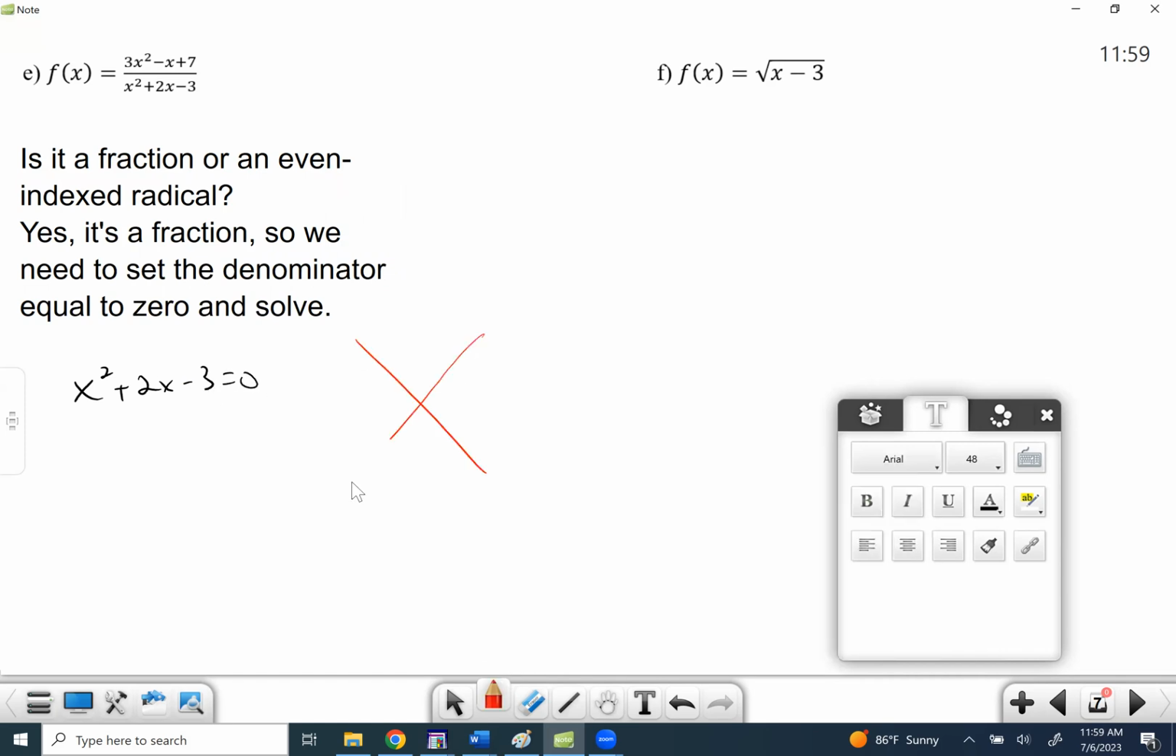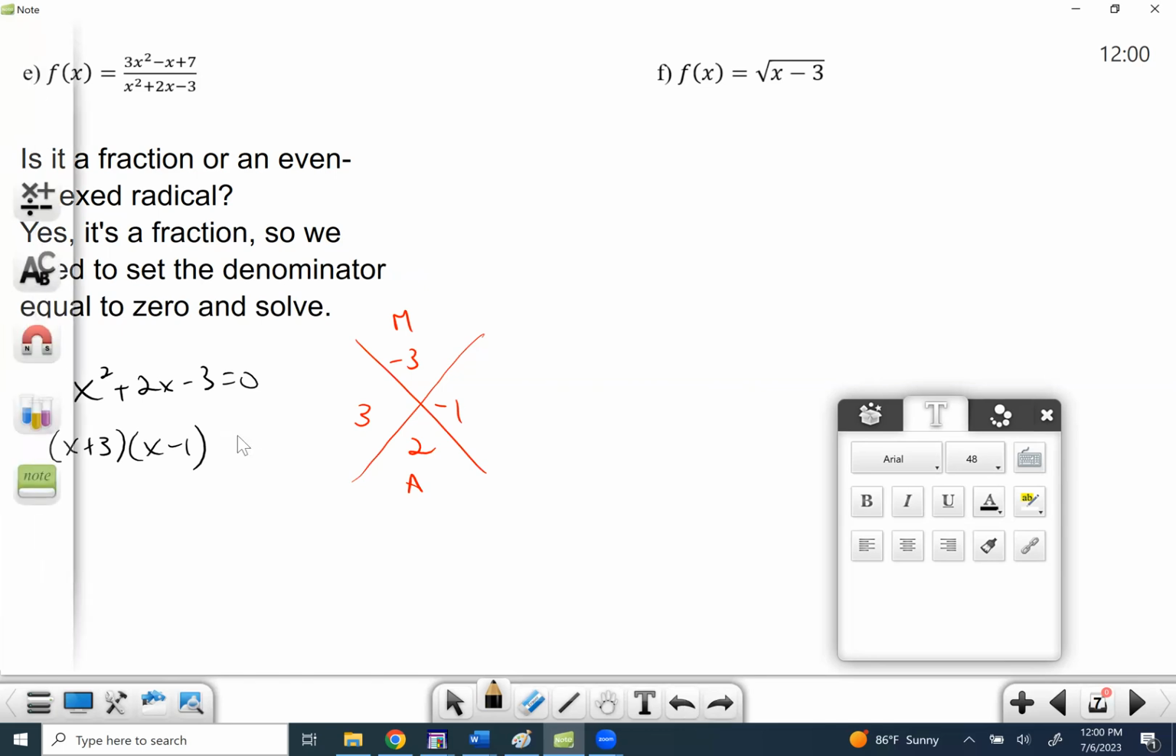So we need numbers that multiply to make negative 3 and add to make 2. Let's see here. That would have to be 3 times -1. 3 times -1 is -3, but 3 plus -1 is 2. So it's going to factor as x plus 3 and x minus 1. And then we set each piece equal to 0. So we're going to set this one equal to 0 and this one equal to 0.